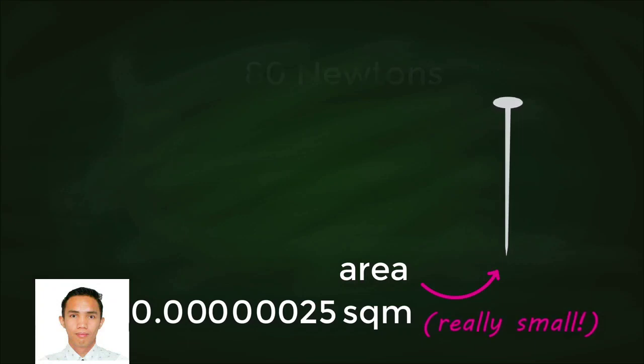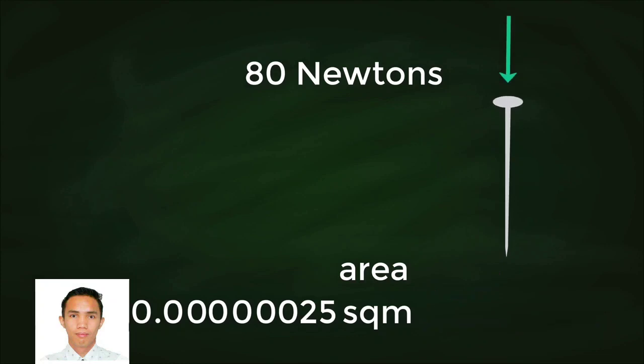Now imagine you were to apply exactly 80 newtons of force to this end of the pin, that is the same force that the box was applying to the table, and that the entire 80 newtons was all transferred through to the pinpoint. Let's calculate the pressure this pin would then be exerting on the table.